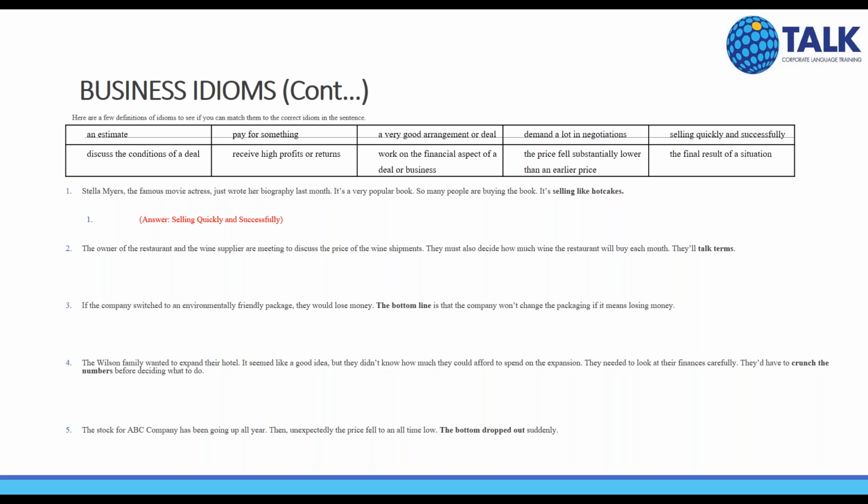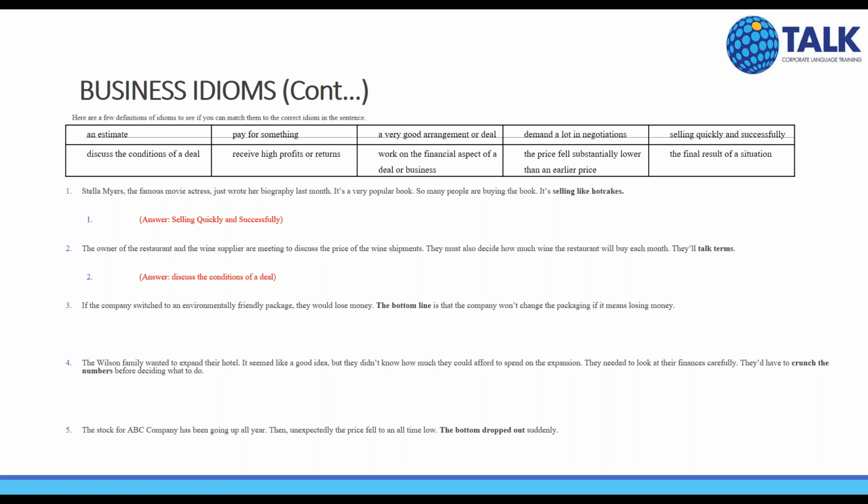Okay, number 2. The owner of the restaurant and the wine supplier are meeting to discuss the price of the wine shipments. And they must also decide how much wine the restaurant will buy each month. They'll talk terms. Any ideas? Okay, well, they'll talk terms. They'll discuss the conditions of a deal. They're going to talk about the terms, maybe in a contract, maybe some other way.